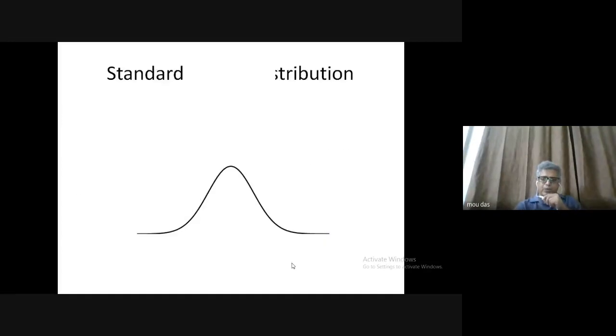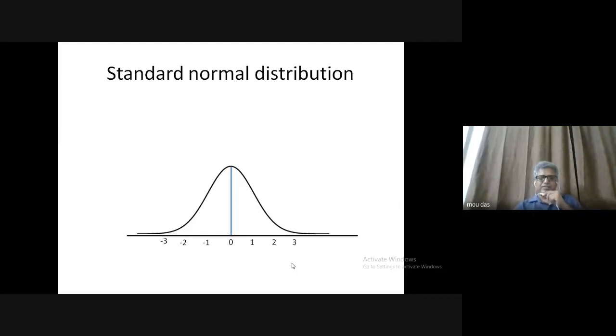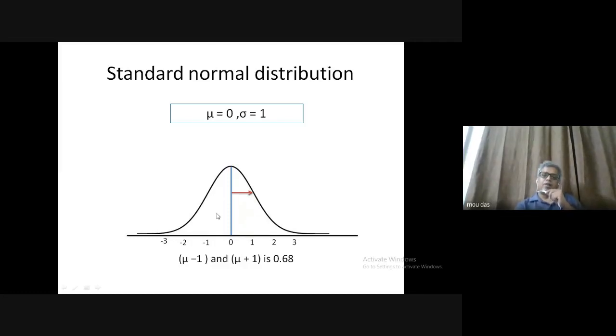Now, there's something called the standard normal distribution. That is a normal distribution where the mean is equal to 0 and the standard deviation is equal to 1. The probability of occurrence of the variable between minus 1 and plus 1 sigma, or standard deviation, is around 0.68. That is, 68% of all values will lie between minus 1 and plus 1 from the mean.